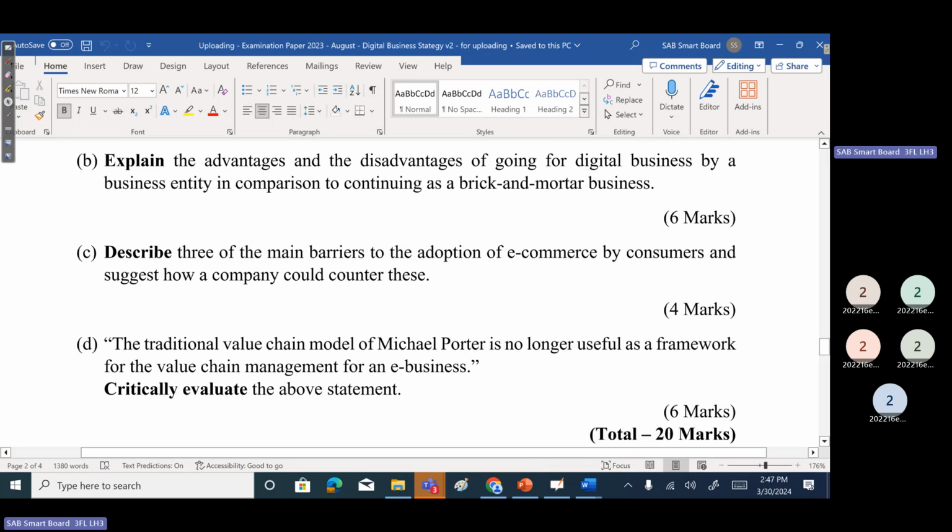Describe 3 of the main barriers of adoption of e-commerce by consumers and suggest how a company could counter this. In terms of consumers, what are the barriers that they could not go for e-commerce? Maybe they don't know the know-how. Maybe there are connection issues. Particularly in the Sri Lankan context, there are numerous issues. That was a question to you as well, which I discussed in the class.